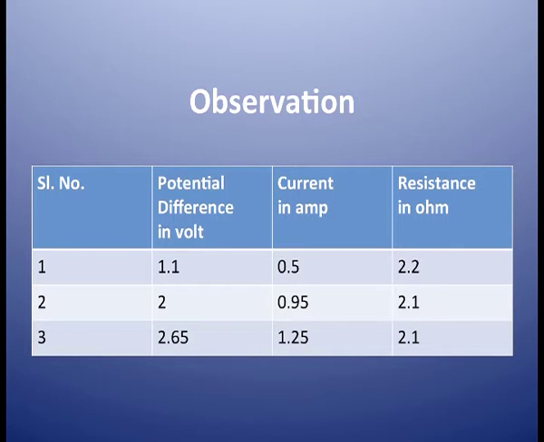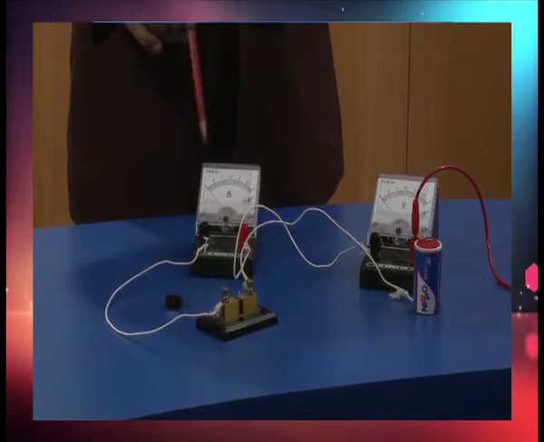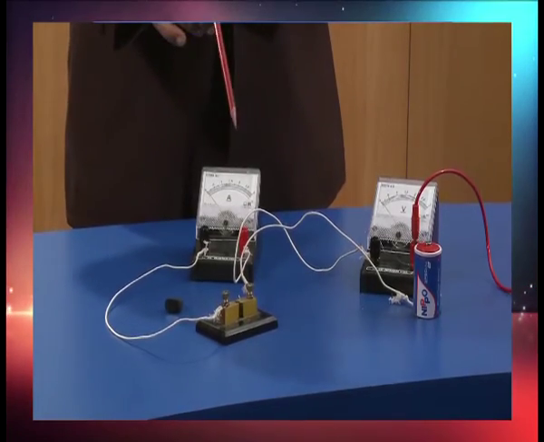In the third case, we expected it to be 1 plus 1 plus 1 equal to 3 volt, but it worked out to 2.65 volt. That is because of the losses which are taking place after connecting the accessories. But roughly we can say that the potential differences are getting added when these are connected in series.